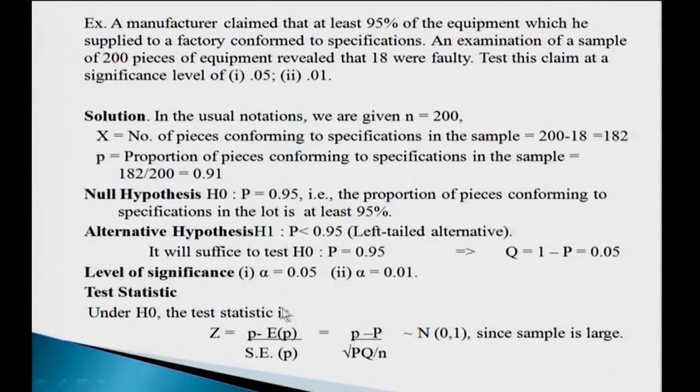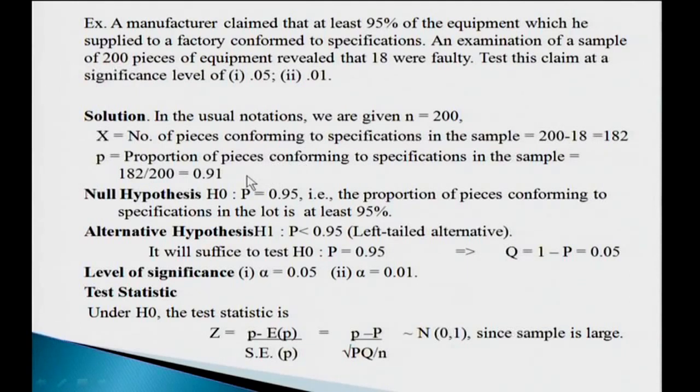So, in that case, first please write what is the given information. Your sample size is 200, x, the number of pieces meeting the specifications, would be 182, and the proportion of pieces conforming to the specifications, because his claim is in terms of conforming to the specifications. So, there are two ways here. One, you say in terms of faulty, 18 out of 200. Then you can say that will become 5%, at most 5% faulty, right, or the other way, you go by his statement. So, in this case, the proportion of pieces conforming to specifications is 0.91.